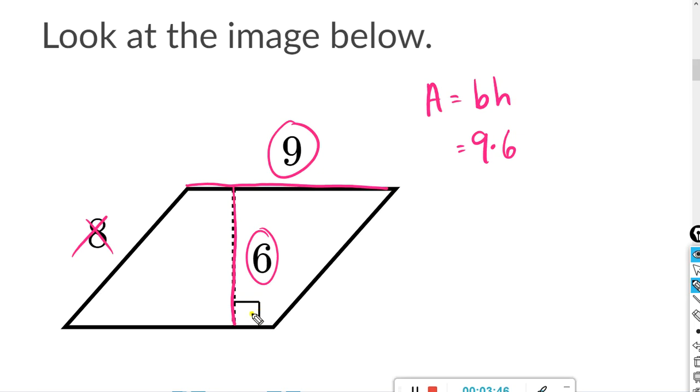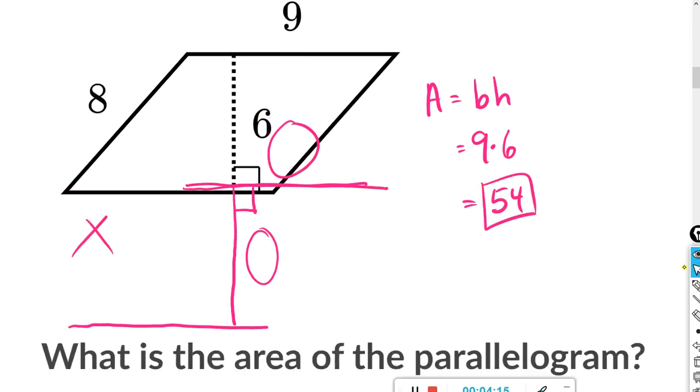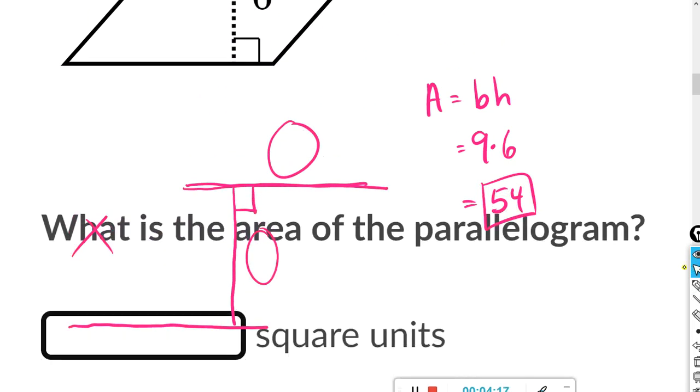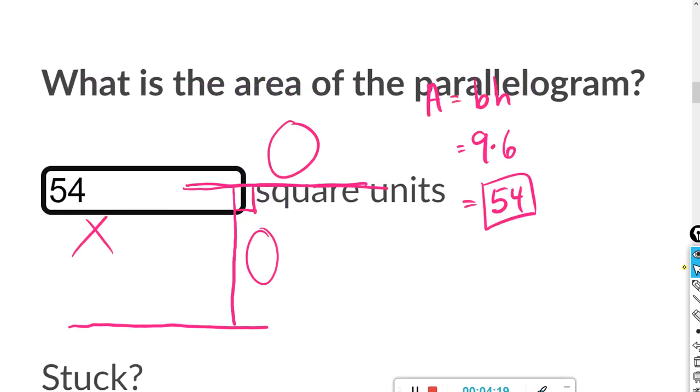Now I understand the right angle is down here. However, this is a parallelogram, so this one here is parallel to this one here. If this line is perpendicular here, it's also going to make a right angle up here. It's also going to be perpendicular to that line as well. So we're good right there. They still make the right angle. And of course, 9 times 6 is 54. So just type 54 inside the box.